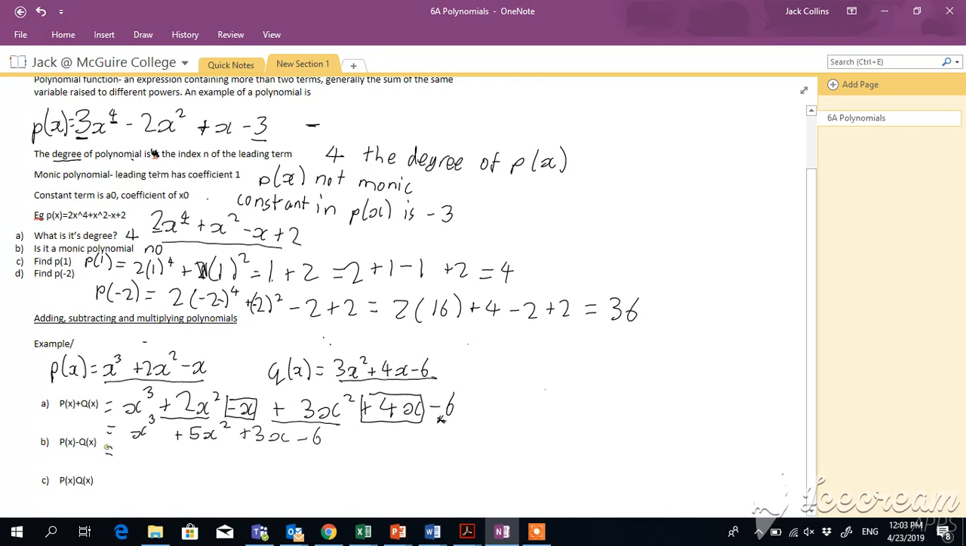Similarly, when you're subtracting them, the only thing to remember here is you've got x cubed plus 2x squared minus x, and you're taking away the whole expression, so you need to make sure you put the brackets in there. So 3x squared plus 4x minus 6.